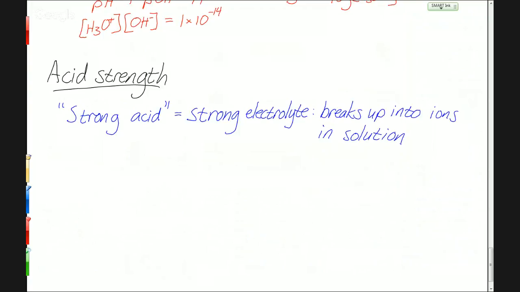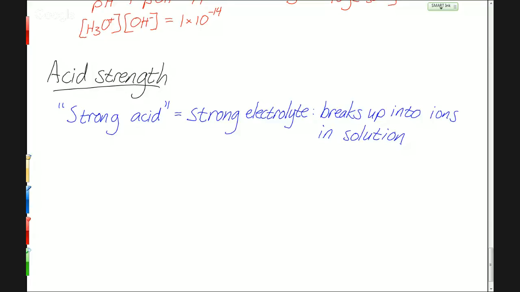Remember we did the test with the light bulb and the HCl? Maybe you don't remember, but the HCl made the light bulb go on. So that was a strong electrolyte that could carry the current. The acetic acid did not, or just did a little dimly, because acetic acid is a weak electrolyte.